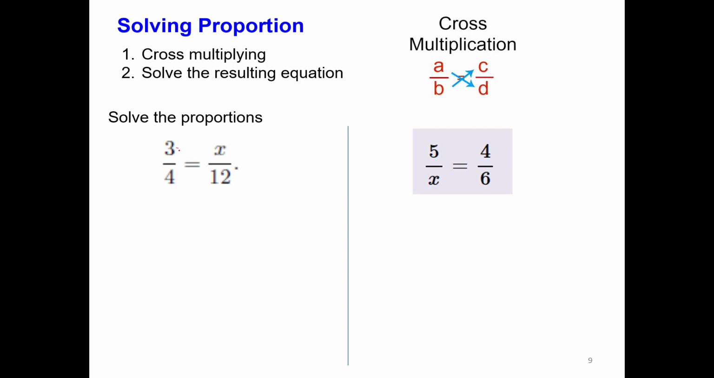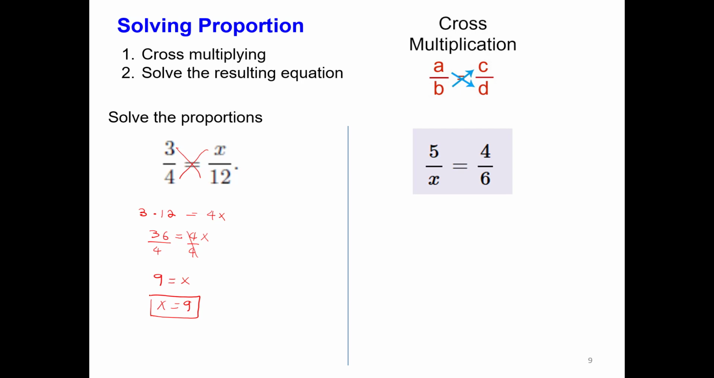Then let's apply the cross product. Then 3 times 12 equals 4 times x, or just 4x. 3 times 12 is 36 equals 4x. To solve for x, we divide by 4 on both sides of the equation. We can cancel out. 36 divided by 4 is 9. Then x must be equal to 9.